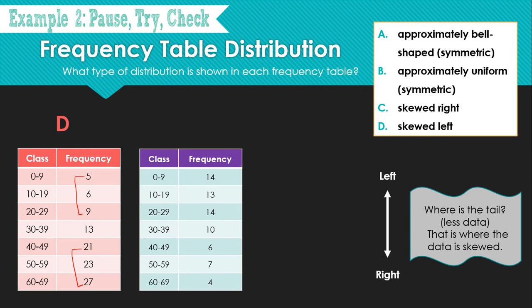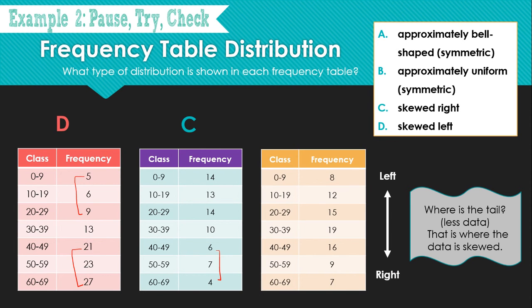Now if I look at this frequency table, I've got larger values up front, and then I get smaller towards the right. So if I get smaller towards the right, that means my data is going to be skewed right. And then lastly, here is my frequency table.